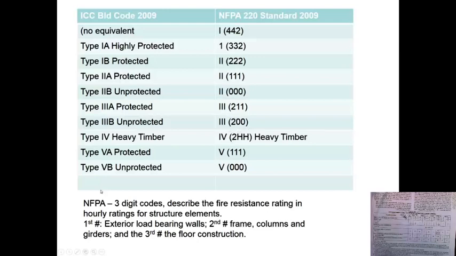If you look down at the bottom, it says they're a 3-digit code. The first number, which would be this first number here, we looked at a Type 3B unprotected. The first number, 2, is your exterior load-bearing wall. That means they would have to be a 2-hour rating. The second number is the frame, columns and girders. That's the hourly rating you see in the second number. And then the third is the floor construction. How is it rated? So this is what the numbers mean.